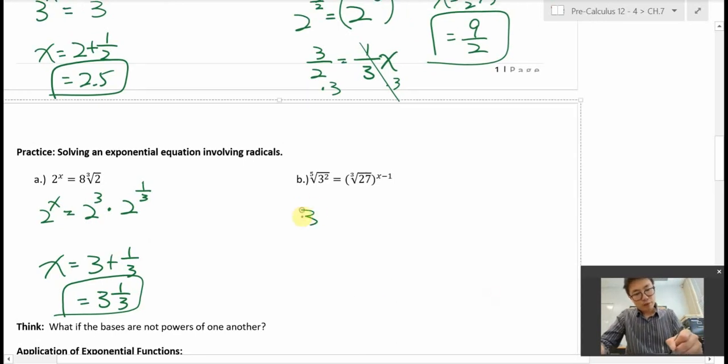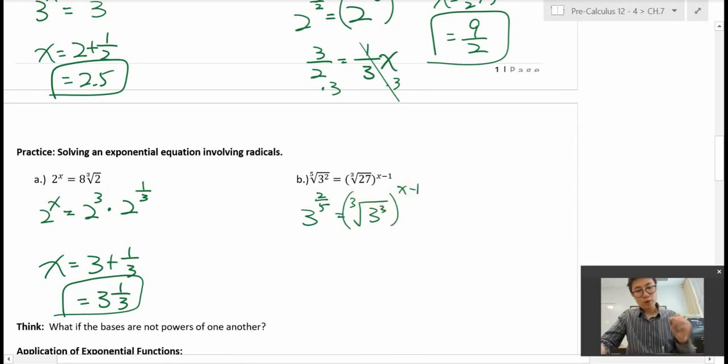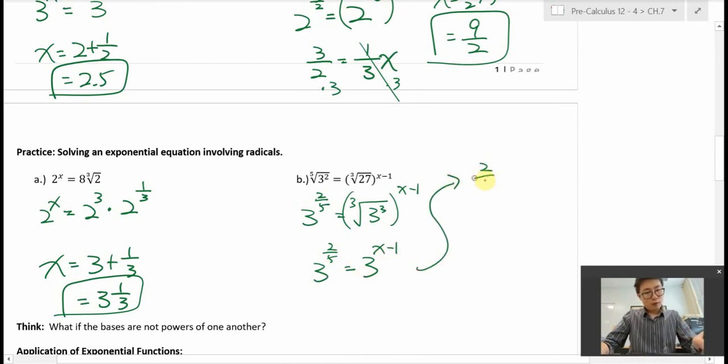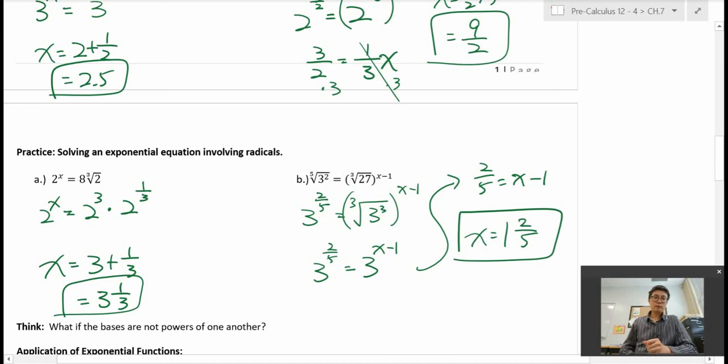Second example, 3 to the power of 2 over 5 equals 27, which can be written as 3 cubed. So this really is the same thing as cube root of 3 cubed to the power of x minus 1. Now remember, this is cube and that's cube root, so they just cancel each other out. So this is 3 to the power of 5 over 2 equals 3 to the power of x minus 1. So 2 over 5 equals x minus 1, plus 1 on both sides, you get 1 and 2/5. Okay?